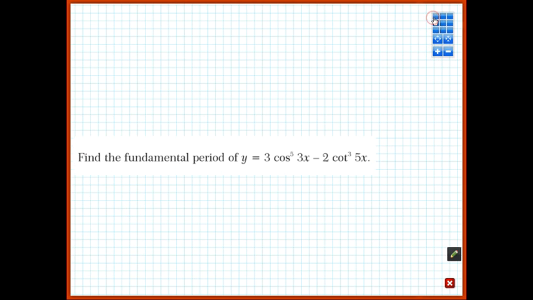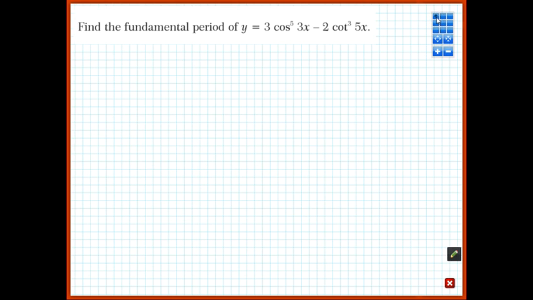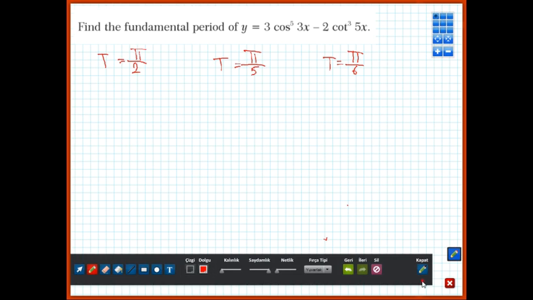Okay, here we have 3 and now cosine, these two functions. First we have to find the period of each function. The first one, as the degree is odd, we have to divide 2 pi by 3.